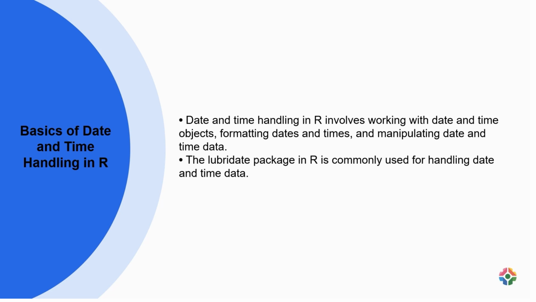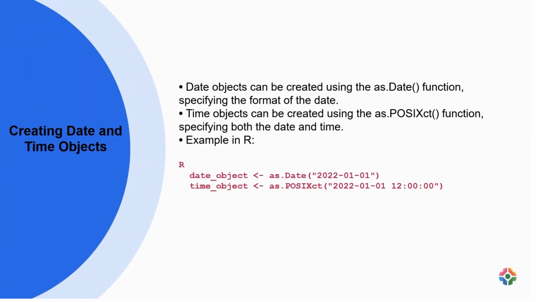For example, it can be utilized to parse dates from character strings, extract specific components like day or month, and calculate durations between dates. This package streamlines the process of managing temporal data, enhancing efficiency and accuracy in date and time-related operations. To create date objects in R, you can use the as.Date function by specifying the date format.